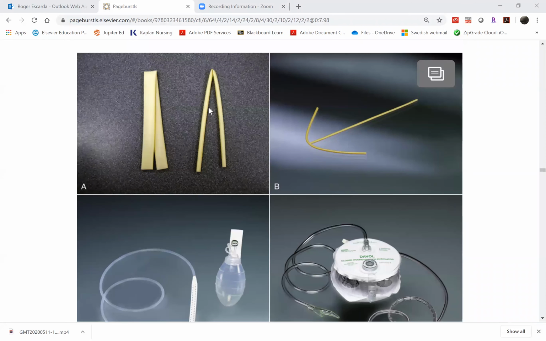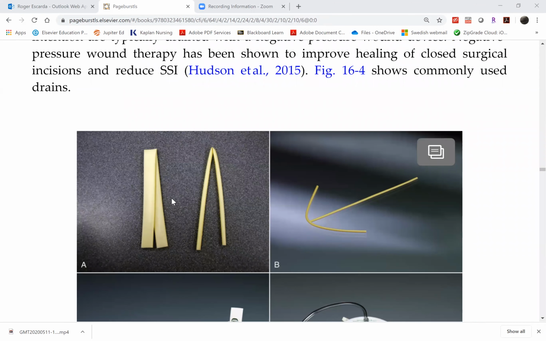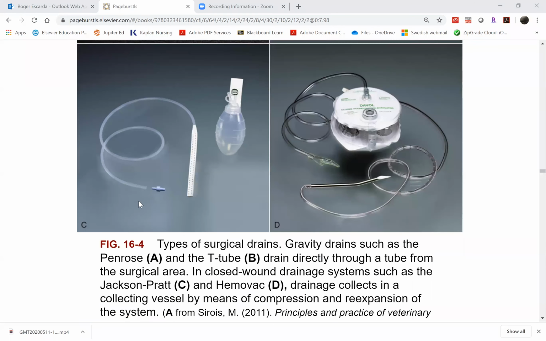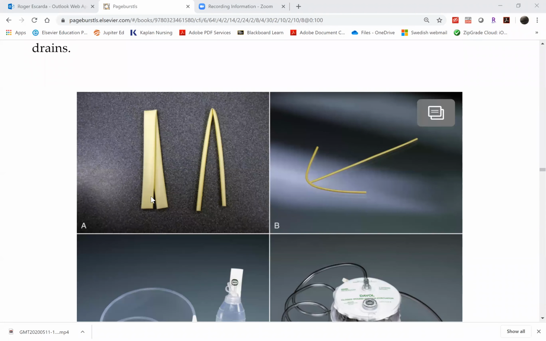The important thing to note with a Penrose is don't let it slip back into the wound, because half of it is inside the wound. A small portion is protruding outside. The problem is if you lose it, and it retracts back into the incision, then you're going to have to dig it out. Of course, you can't do that. The patient has to go back to the OR to dig it out. So your important responsibility for that is to put a safety pin on the part that is protruding. That way it doesn't retract into the incision.